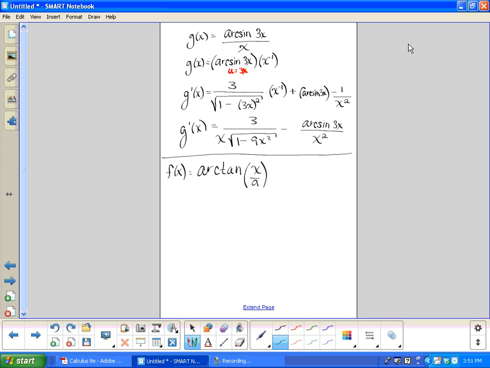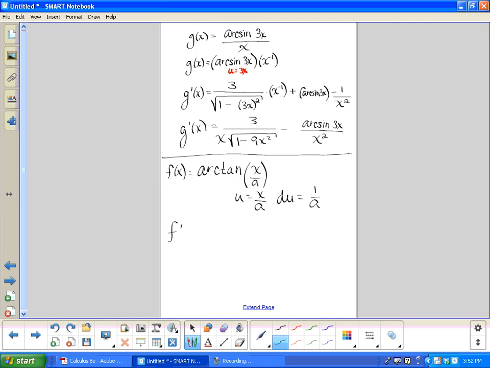We're going to have to, because the derivative of what we're taking the arctangent of is not 1, use kind of our chain rule. So if I let u equal x over a, then my derivative is 1 over a. So this is going to be what goes in the numerator.